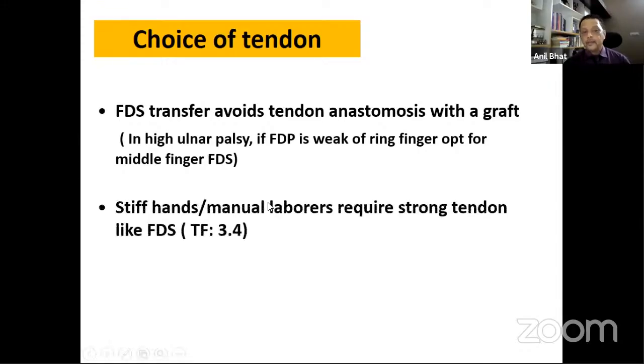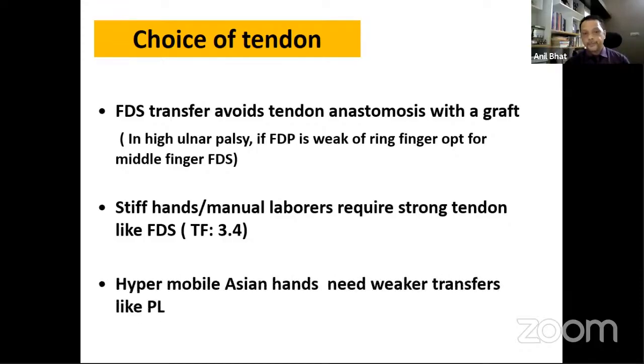Now, if there are stiff hands or manual laborers who require a strong tendon, that's when the FDS is used. So if you have a patient who is a manual laborer with a stiff hand, then say I would like to use the Bunnell's transfer, which is the FDS transfer.